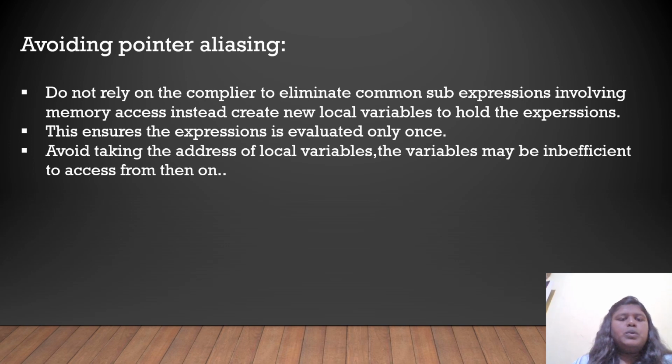Now moving on to avoiding pointer aliasing. Do not rely on the compiler to eliminate common sub-expressions involving memory access. Instead, create new local variables to hold the expressions. This ensures the expression is evaluated only once. Avoid taking the address of local variables. The variables may be inefficient to access more than once.